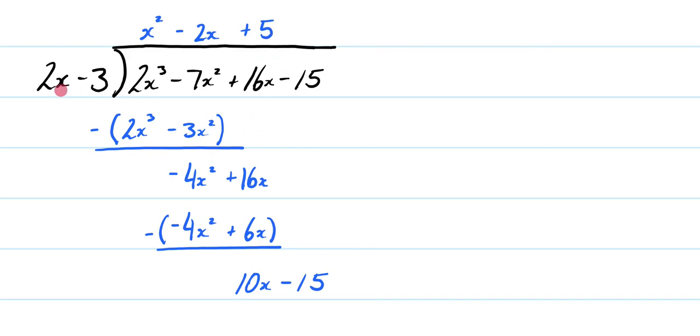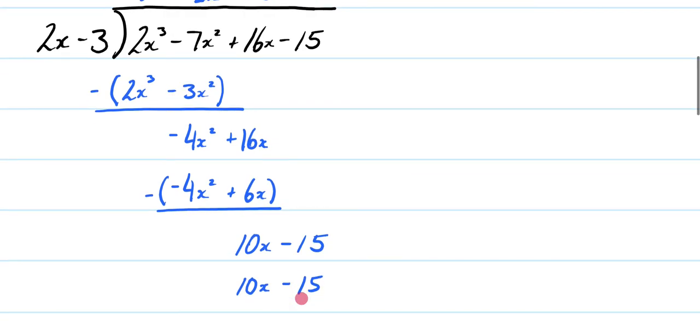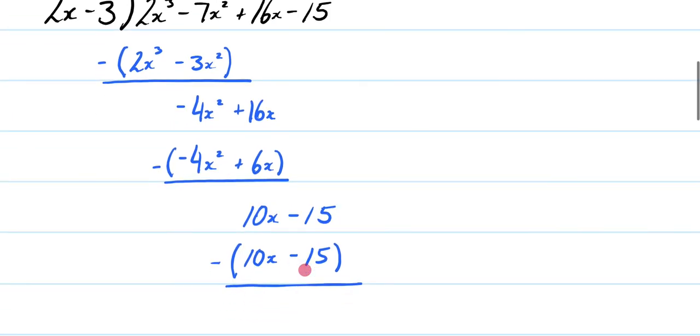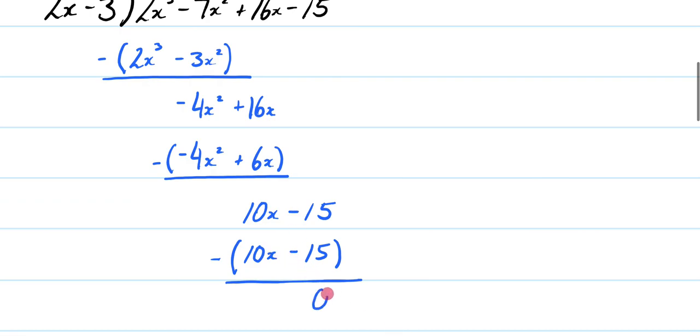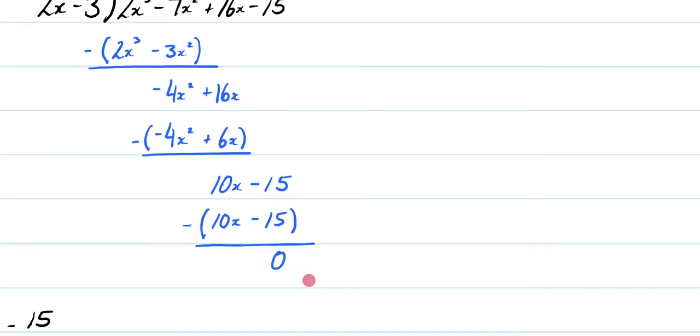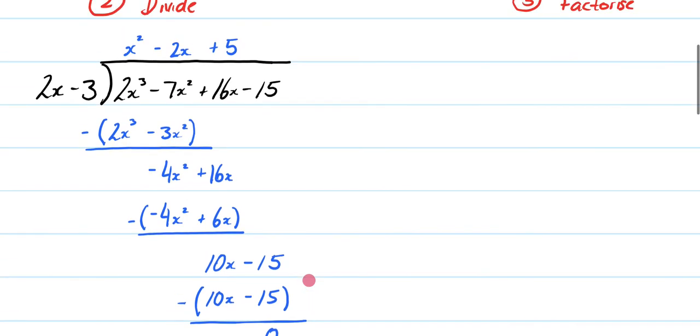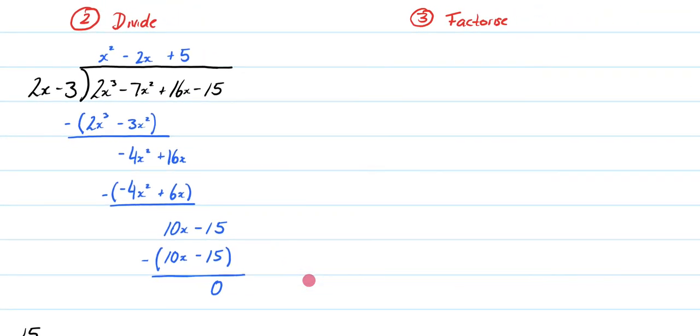Because 5 times 2x is 10x, this is going to be 10x. It's going to be 5 times negative 3 is negative 15. Let me come down. I now am going to subtract that. They're going to go away, and that means I'm going to be left with a remainder of 0, which we knew was going to happen all along. So that means I'm finished with this step.